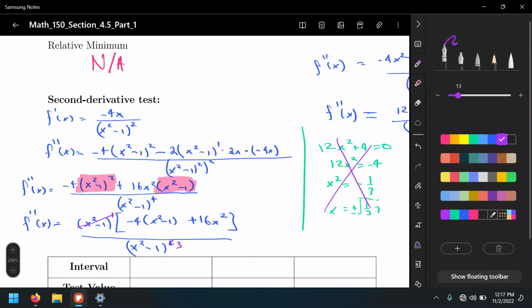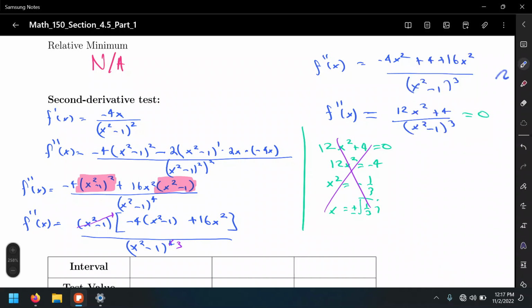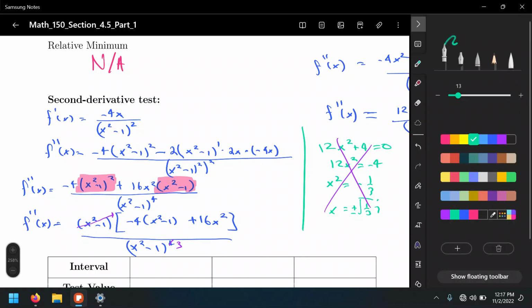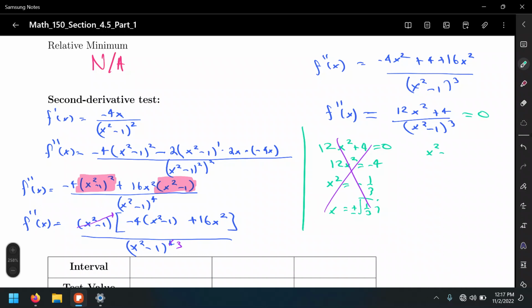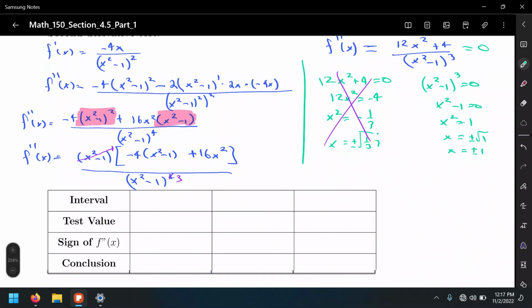However, the critical numbers out of the denominator, for which we will set x squared minus 1 cubed equal to 0. Take the cube root on both sides, that leaves us with x squared minus 1 equals 0, x squared equals 1, and x equals plus or minus the square root of 1, which is plus or minus 1. In this case, we have two hypercritical numbers, right? x equals negative 1 and x equals 1.